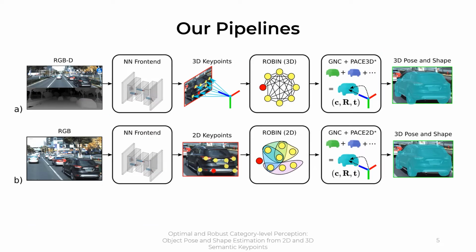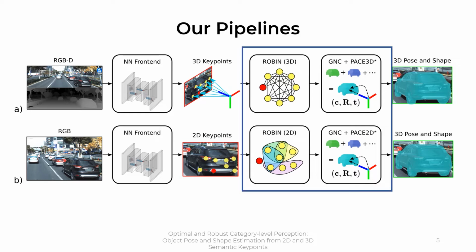Here are the two pipelines proposed in our paper. Top and bottom rows indicate our pipeline for 3D and 2D sensor data respectively. Our main contribution lies in the boxed area, specifically a category-level graph-theoretic outlier rejection layer called ROBIN, and robust and certifiable solvers for both 2D and 3D problems.